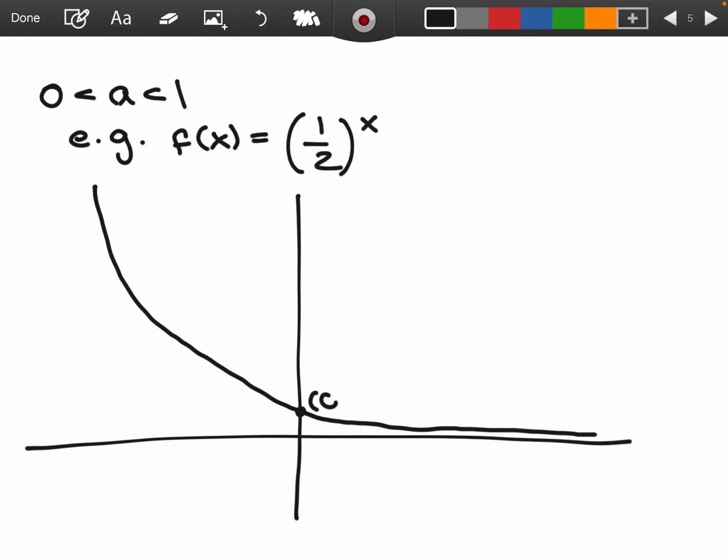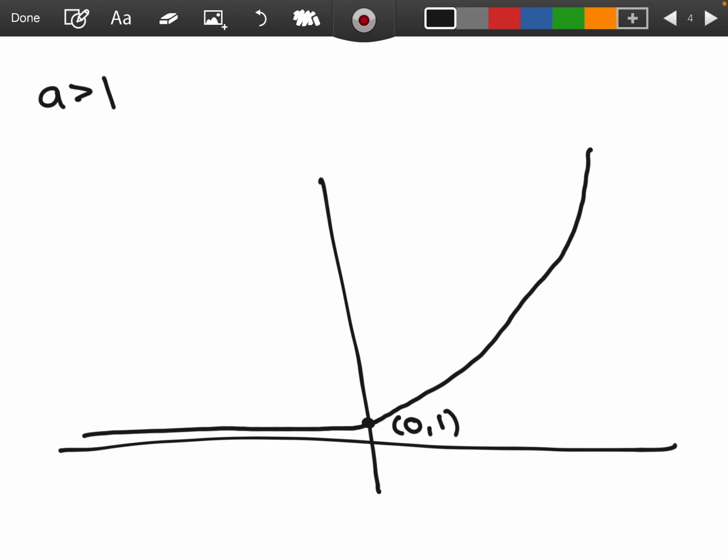So I actually end up with a situation like this, where again I still go through 0, 1, but I can see as x goes towards infinity, my fraction gets smaller. As I go towards negative infinity, it's the same thing as flipping my fraction and going towards infinity, because I'm just taking 1/2 to a negative power. So I flip the fraction and then it would take x going towards infinity, which would then take my whole thing towards infinity. So I end up with this kind of situation here.